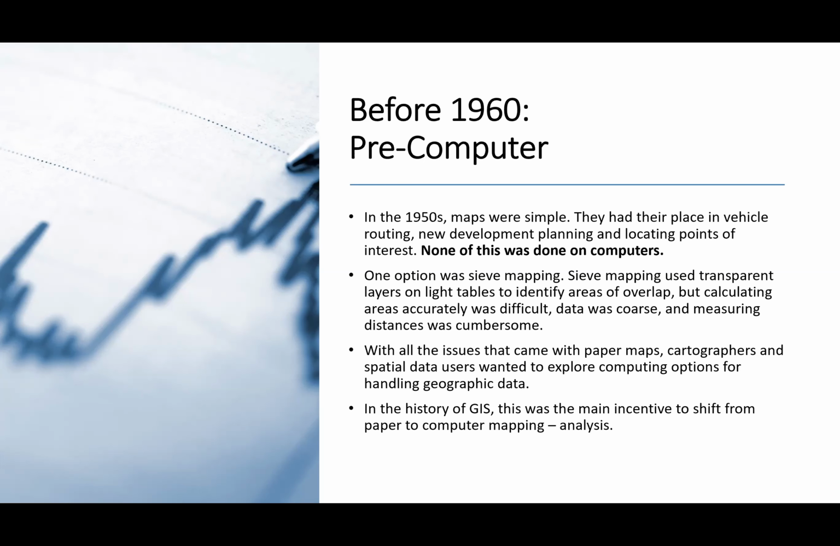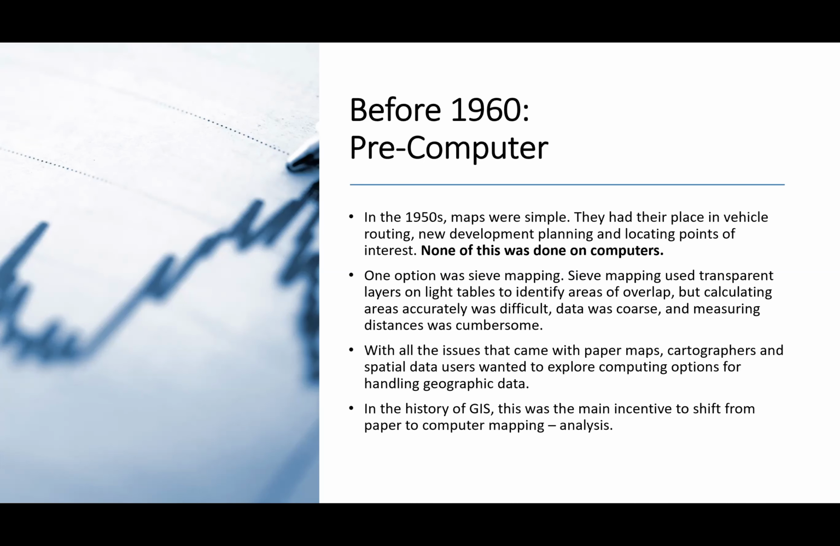One technology or method that they had was called sieve mapping. Sieve mapping used transparent layers on light tables to identify areas of overlap, like I mentioned, the projectors and the transparencies. But it calculated areas accurately.